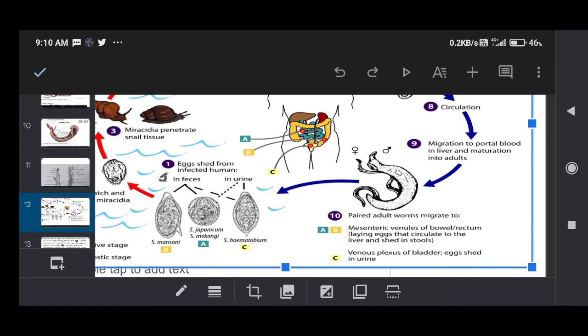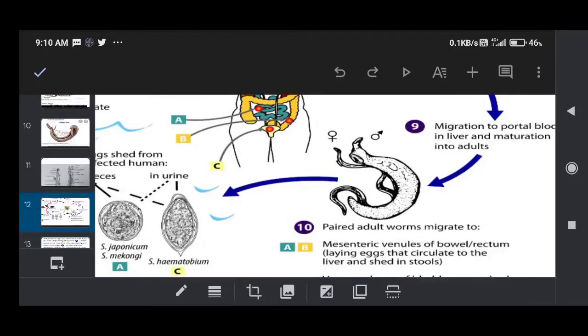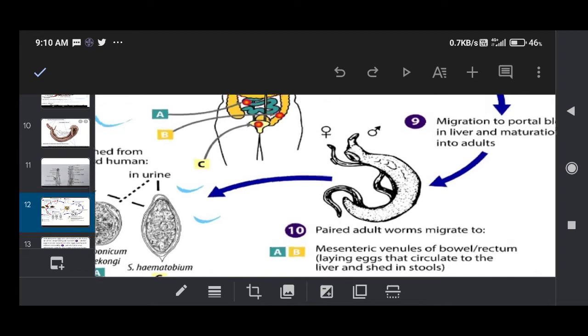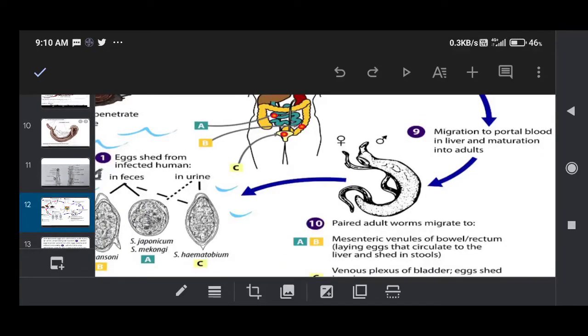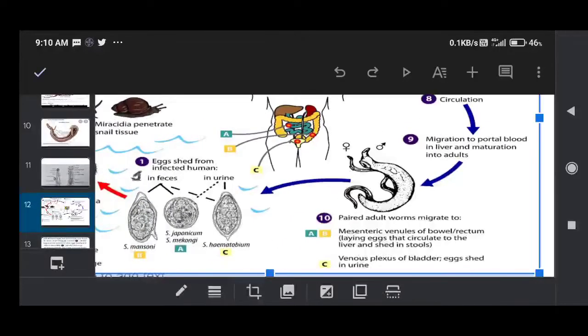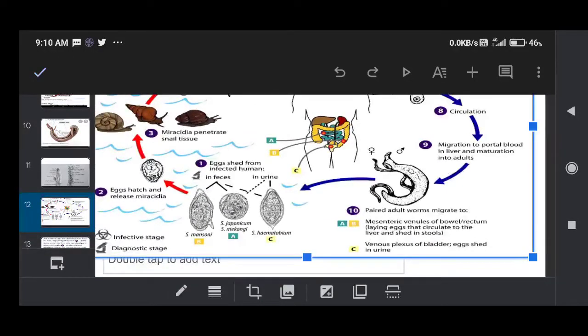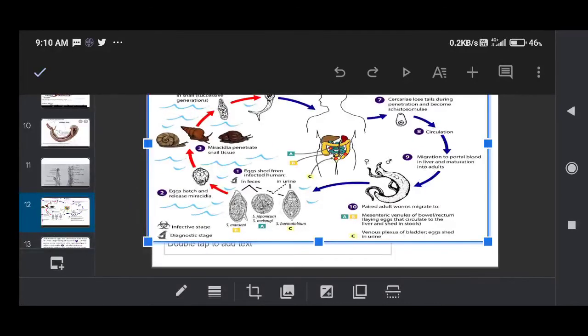The male recognizes the female, and its gynecophoric canal is formed and surrounds the female. So the female is attached in the gynecophoric canal. So Schistosoma haematobium is always in reproductive or sexual condition. This condition is called the wedded condition, meaning wedding. Okay, so this is the life cycle of Schistosoma haematobium.